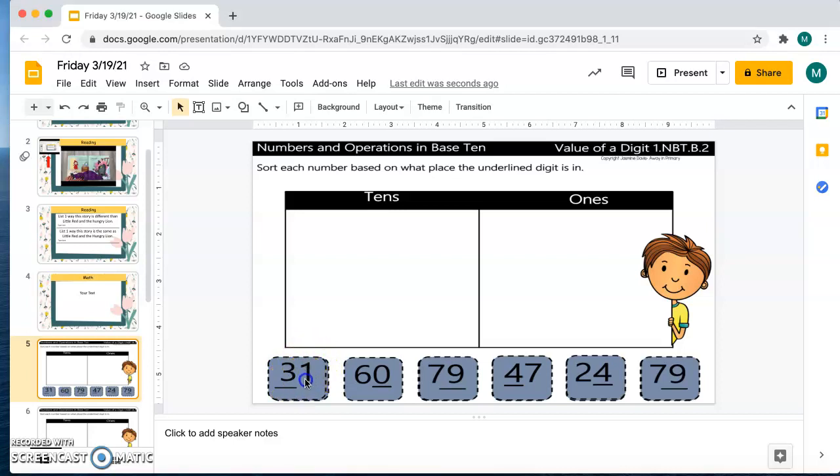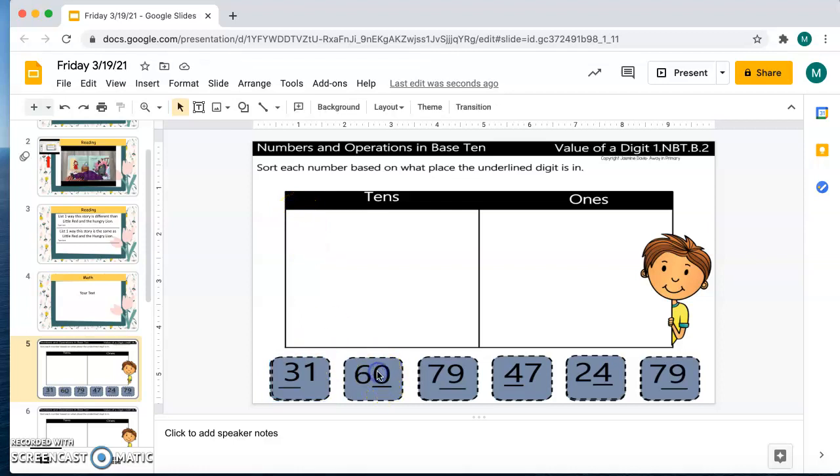Okay? So you're going to go ahead and if it's in the tens place, you're going to move it into this column. And if it's in the ones place, you're going to move it in this column. So underline, this one right here is underlined. So this 31, if the 3 is underlined, I know I'm going to put that in the tens box, okay?